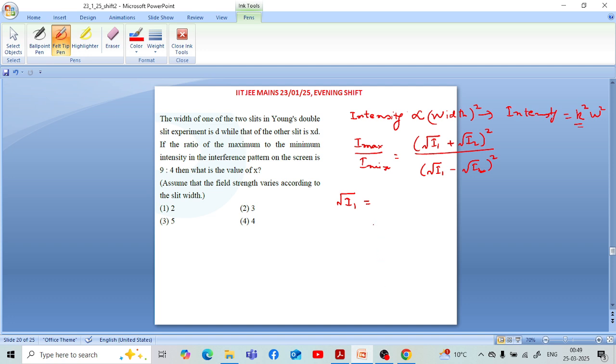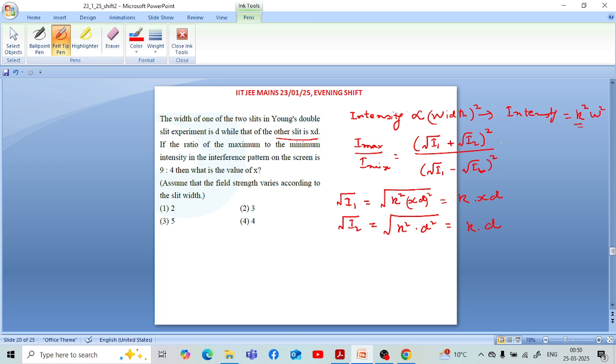Square root I1, for example, we take this I1 corresponding to the second slit, that is xd. So that corresponds to the width of xd. So square root of I1 becomes square root of k square into xd whole square, because the width is xd, so it's square. After solving it, this becomes k times xd. This is square root of I1. Similarly, we can calculate square root I2. So square root I2 is k square multiplied by d square in square root sign. So this comes out to be k multiplied by d.